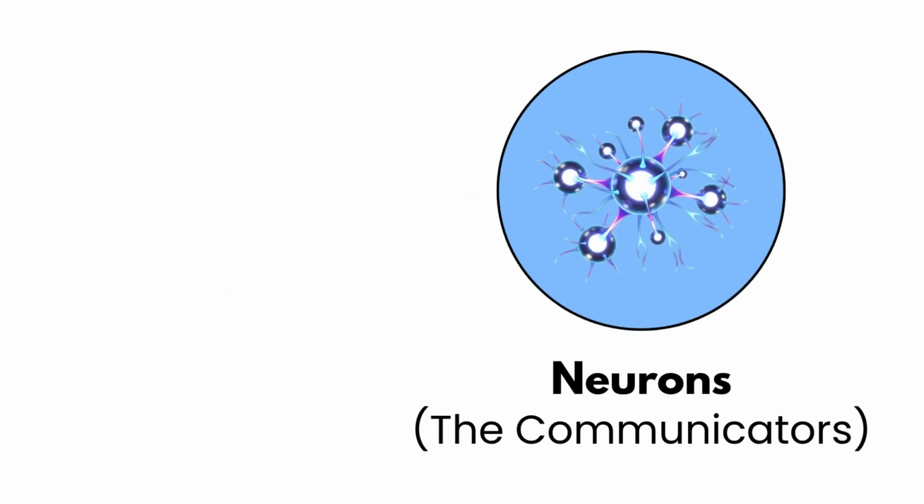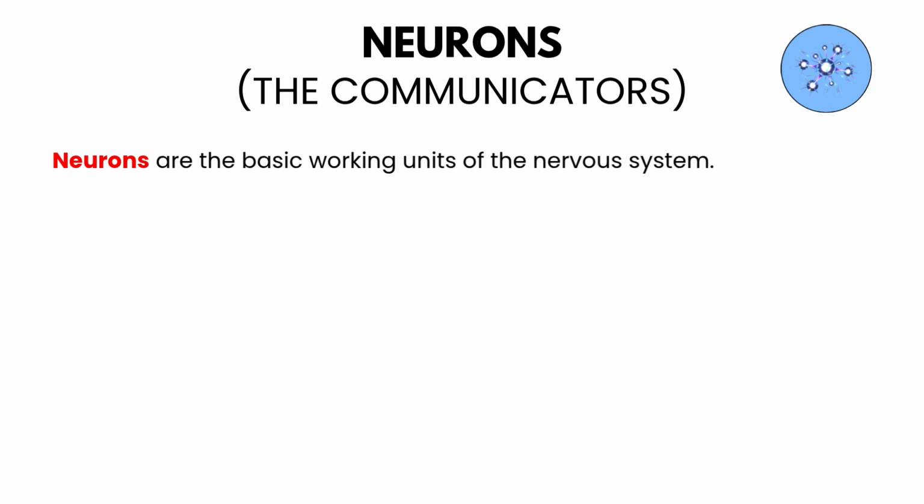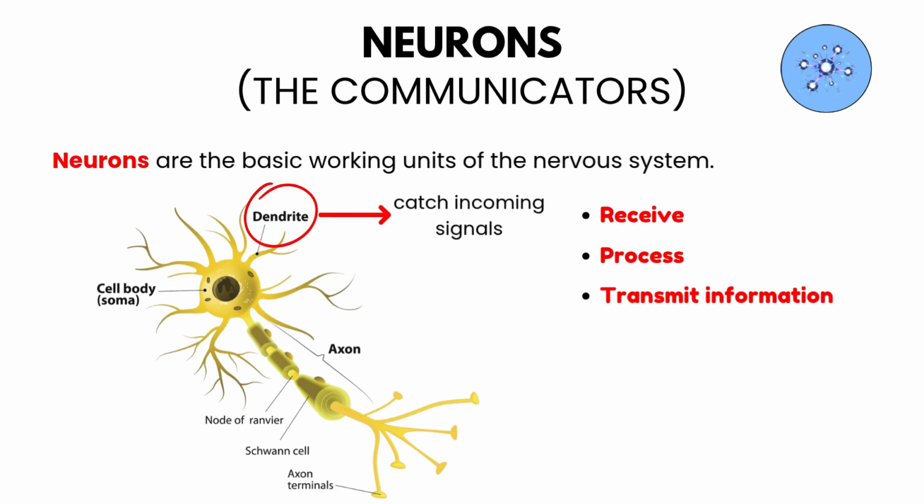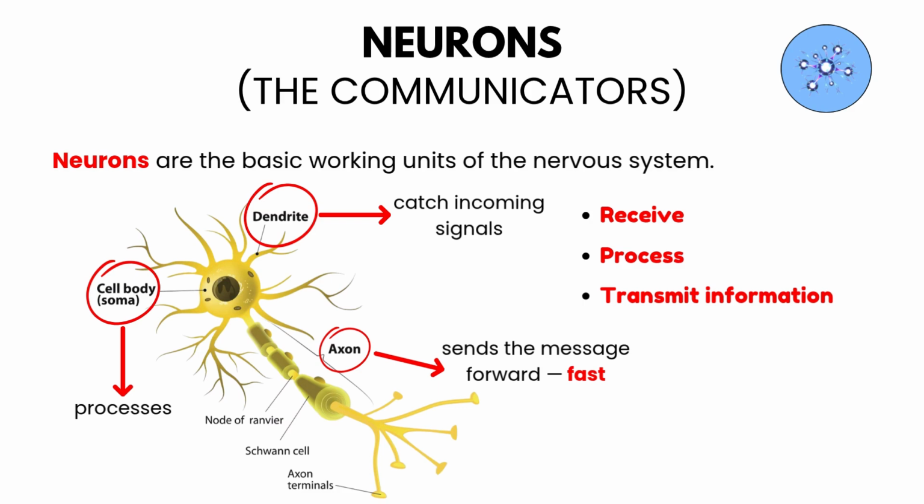Neurons, the communicators. Neurons are the basic working units of the nervous system. They receive, process, and transmit information. The dendrites catch incoming signals, the cell body processes them, and the axon sends the message forward, fast.